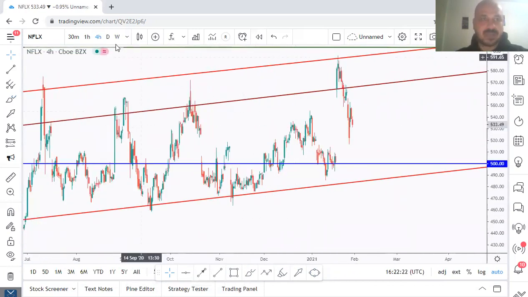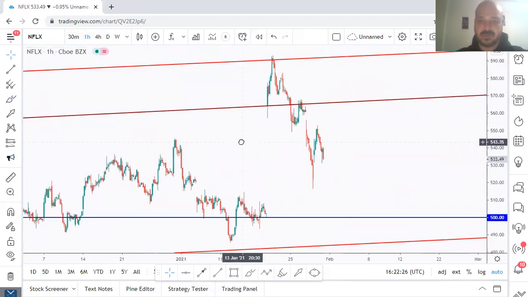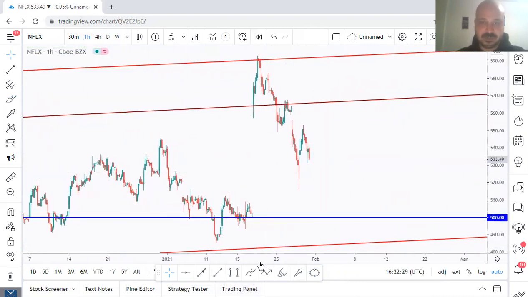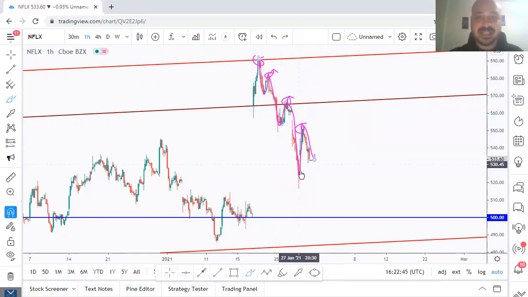Now we can zoom into a H1 and M30 time frame to look for possible buy setups. For now, from a short-term perspective, price is overall bearish, right? Here we go. Lower lows and lower highs, right? Lower high, lower high, lower high, and lower low, lower low, lower low. So we are in a bearish trend from a short-term perspective.